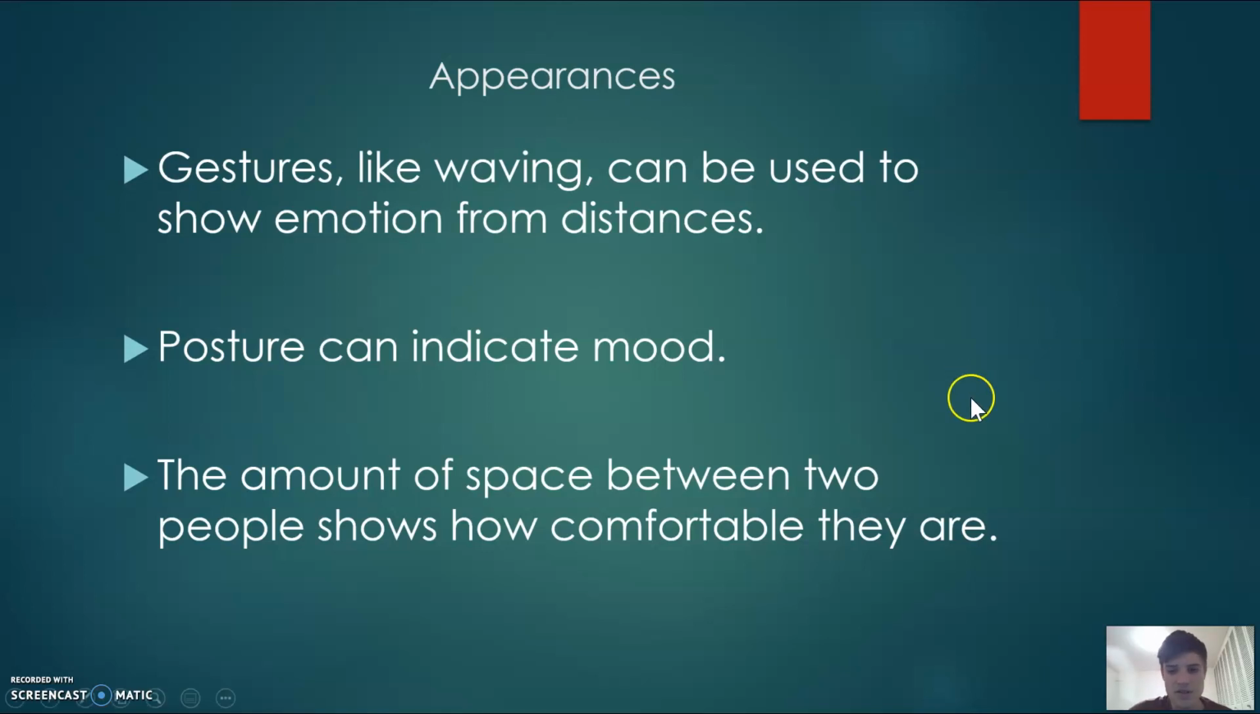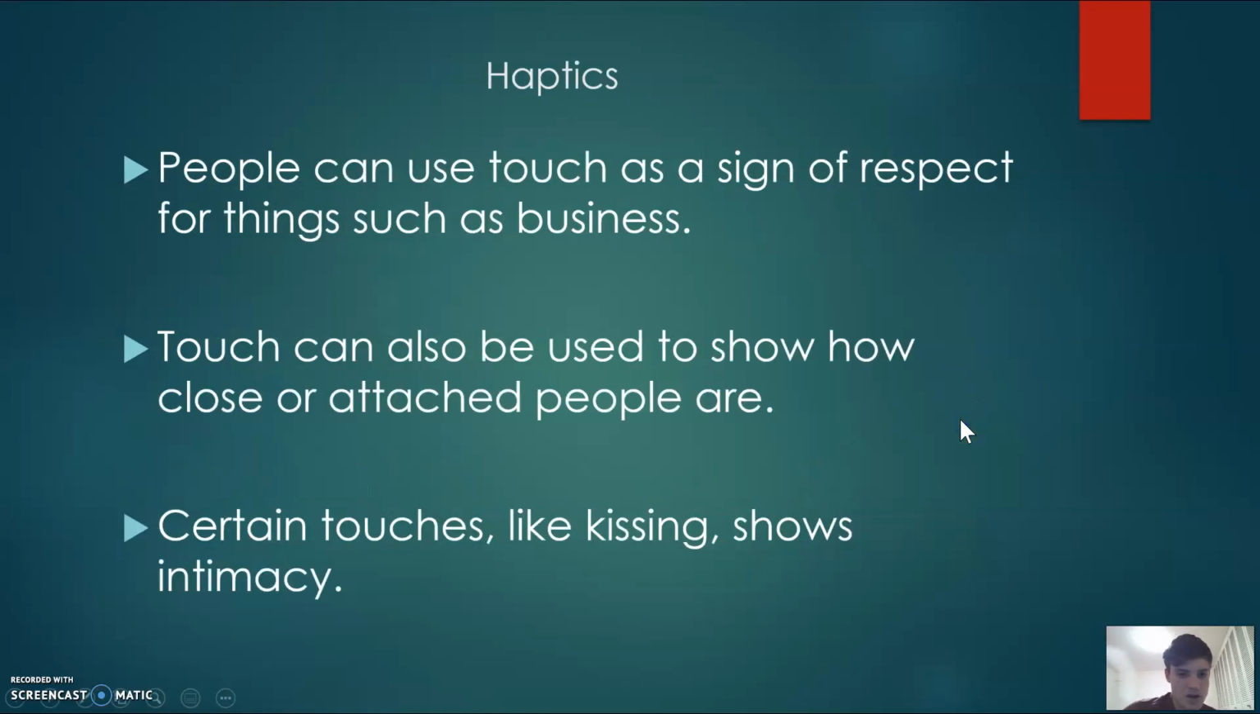Things like haptics, or touch, can be used for many different things. Things like respect. So oftentimes in business, people will give handshakes as a sign of respect. Touch can also be used to show how close or attached people are. So if you're close with your friends, you give them high fives, handshakes, anything like that. With strangers, you're not usually going to be touching people.